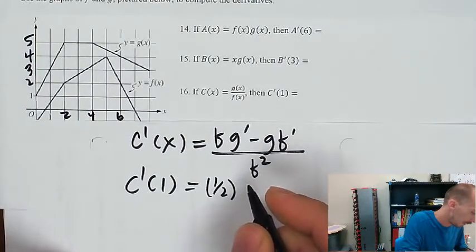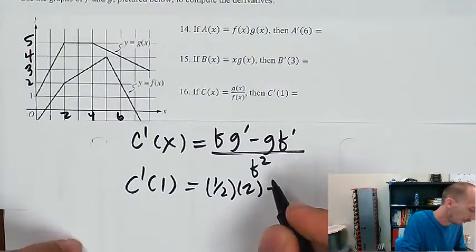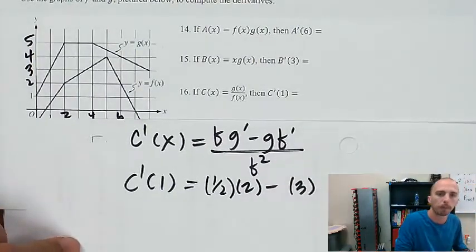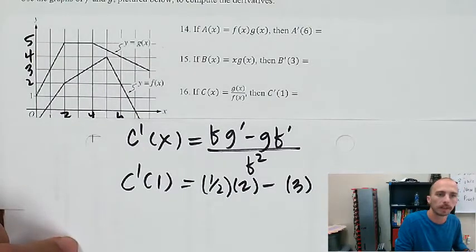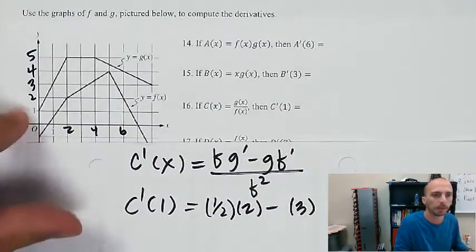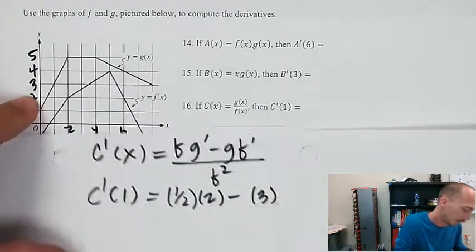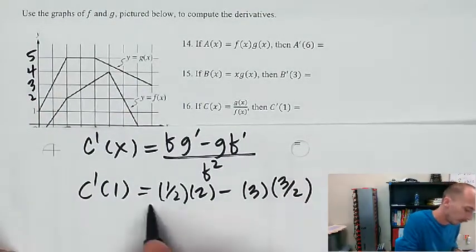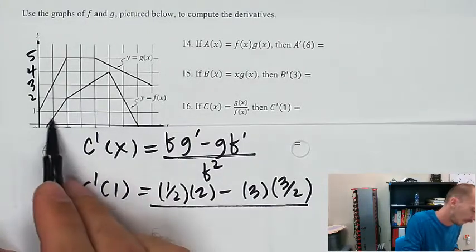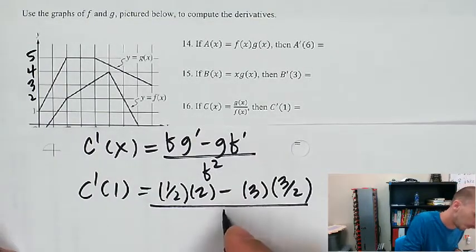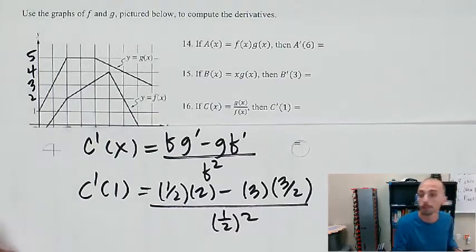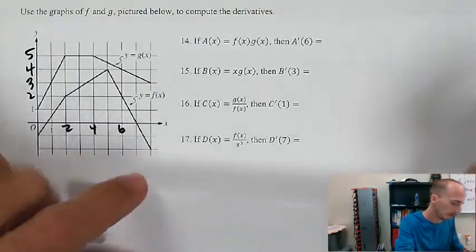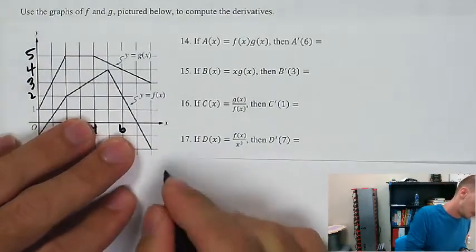Times g prime, which is feeling like 2, minus g at 1 is 3, and f prime is 3 halves because it rose 3 when it ran 2. And then we're going to divide by f of x squared. Well, f of x is that half right there, so that's going to be divided by 1/2 squared. Okay, that's c prime of 1.